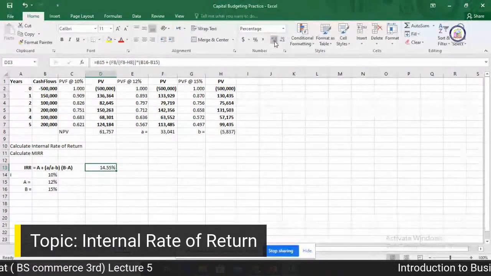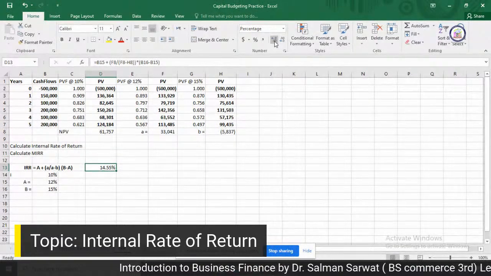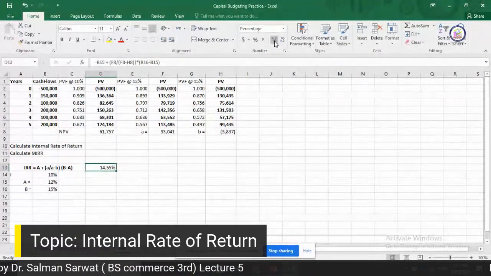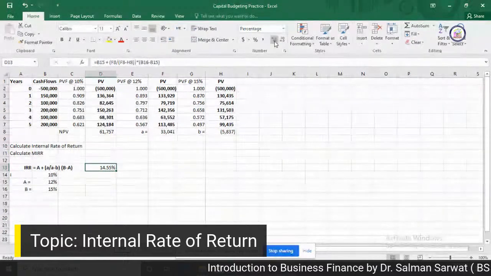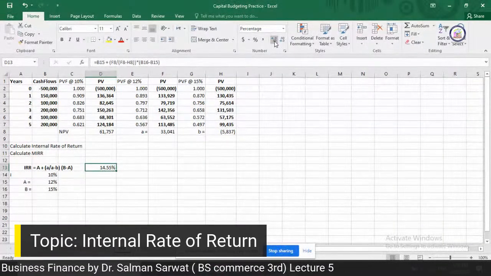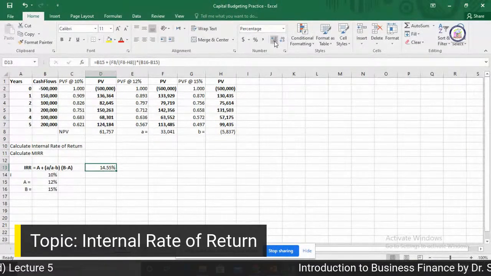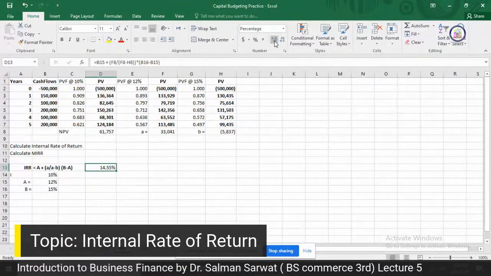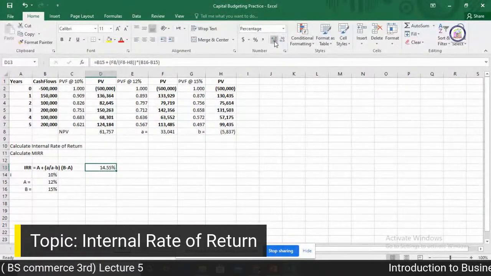IRR means internal rate of return, and internal rate of return means that this is the rate at which you will get zero NPV from a project or from an investment. This is the rate which equates the present value of future cash inflows and the present value of cash outflows. So if we apply this rate on the cash flows, you can counter check that our present value would be zero.